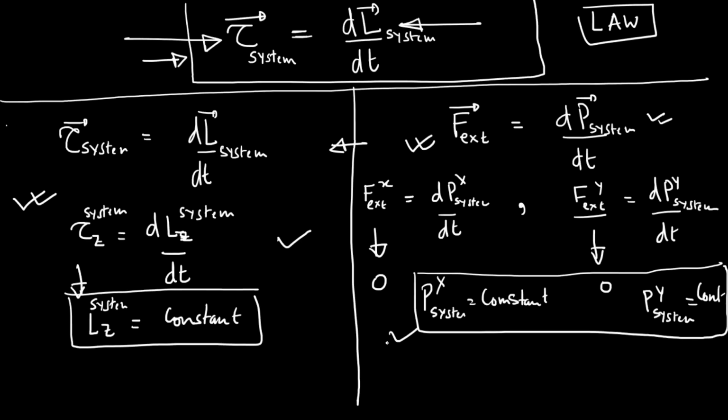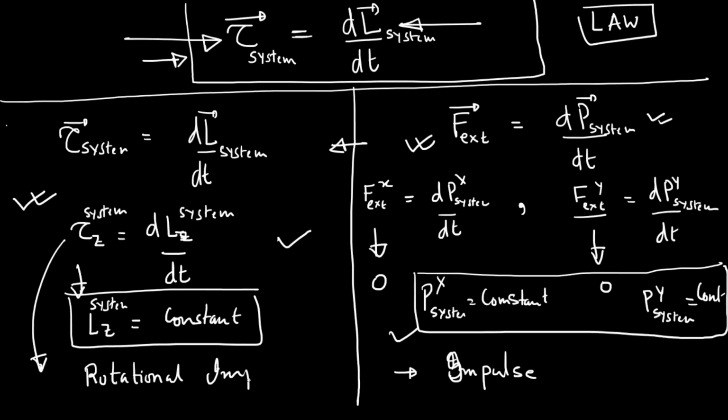Now what if this is not 0? Then there is a concept of impulse, and we call it linear impulse. And here, if this is not 0, the equation is still useful. We have something called rotational impulse, and so you can see a very parallel story in both of these.